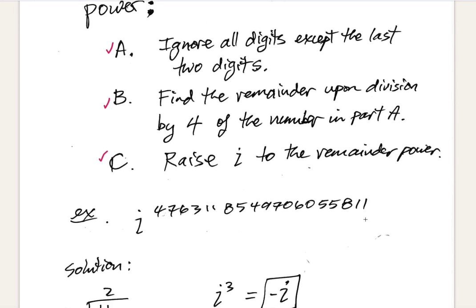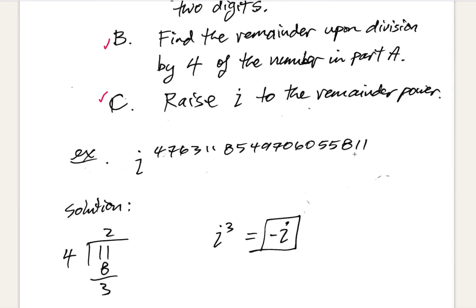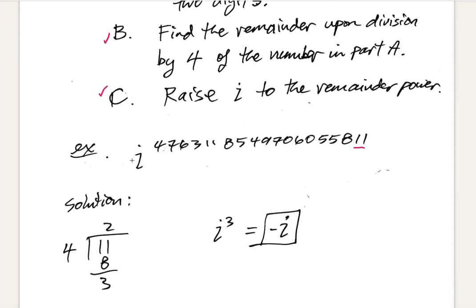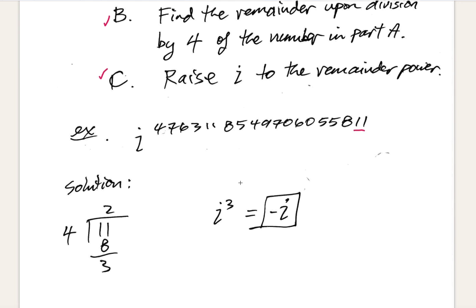So I've got i to this big monster power, whatever it is. What do I have to do? Well, all I do is pick off the last two digits. This thing's going to be the same as i to the 11th power. But I'm not even going to write that. I'm going to go 11 divided by 4 is 2. Let's see, that gives me 8. 3 left over. So this is the same as i cubed, which is negative i. Voila. All right, so there you go.